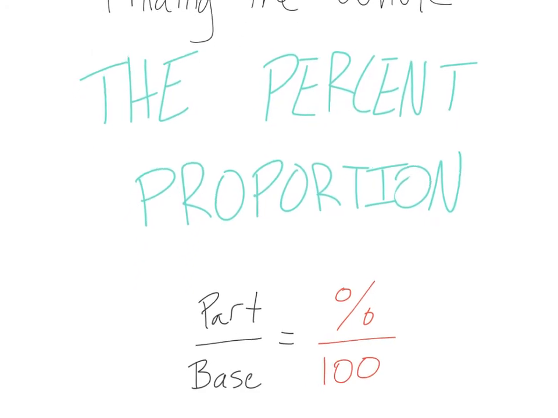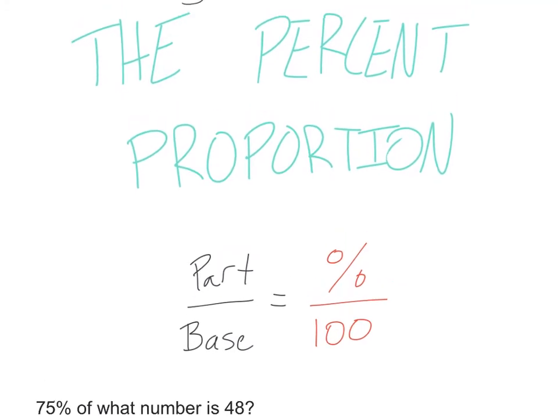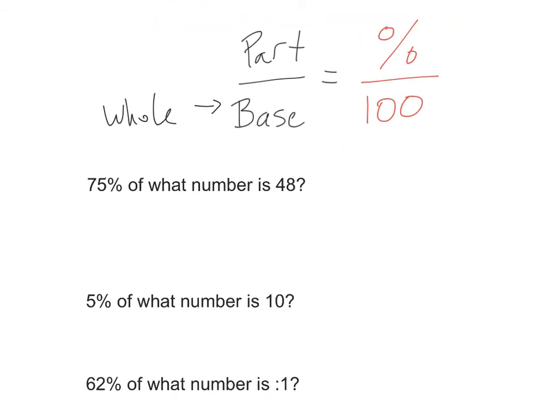And we're going to use what's called the percent proportion. So this is something you need to memorize, okay? You need to write it down, but you need to memorize it. Part over the base, and sometimes we also call the base the whole, okay? So I'm fine with either. Part over the whole is equal to the percent you're given over 100. Now, what does that mean? I'll show you.